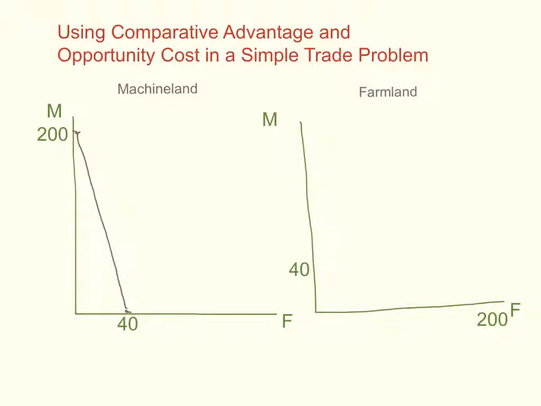Now let's look at Farmland. They can produce only 40 if they produce nothing but machines, and they can produce 200 if they produce nothing but food. Therefore, their production possibilities frontier is going to look like that, intersecting the food axis at 200 and the machine axis at 40. So those are our production possibility frontiers with no trade. That is when they are on their own. Now we're going to look at the possibility of these two countries trading together. What should they do?